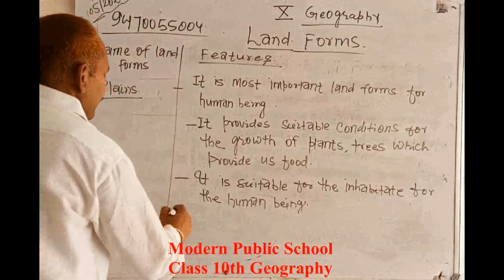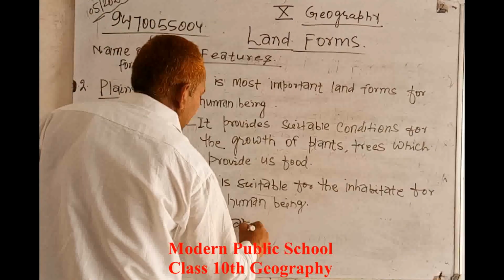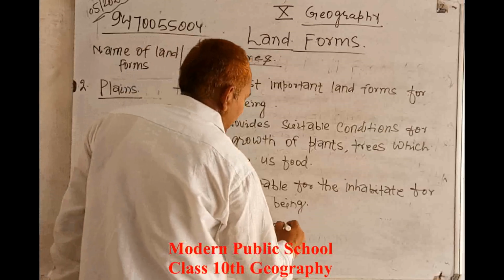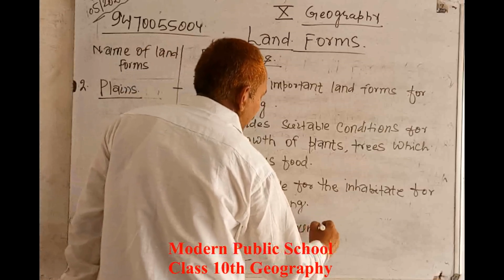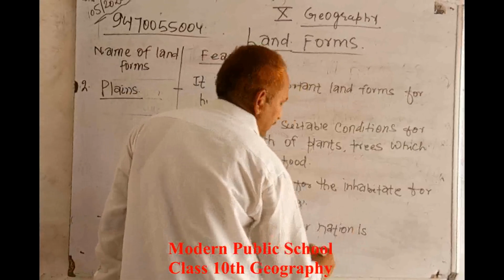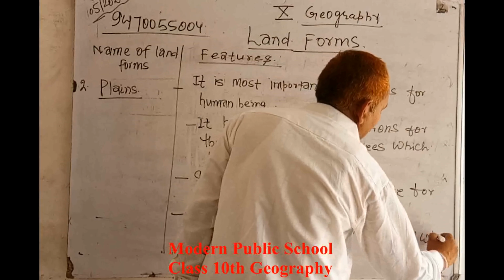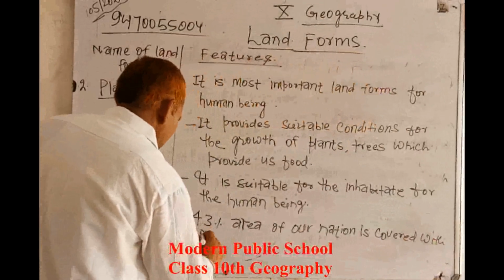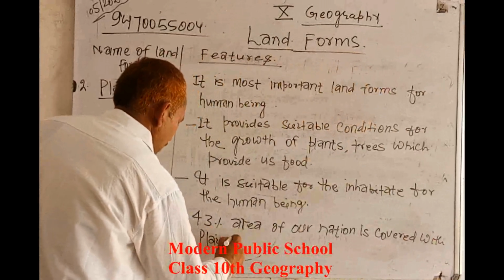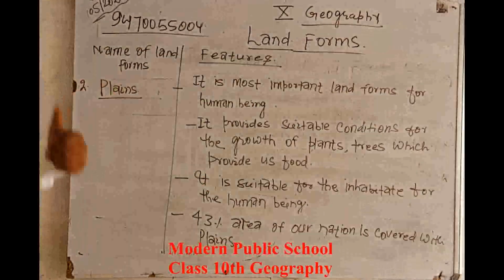Next, 43% area of our nation is covered with plains. Okay, these are the features of the plains.